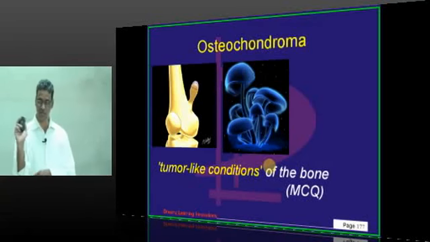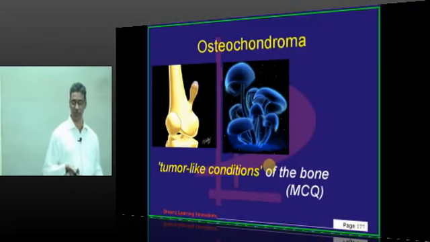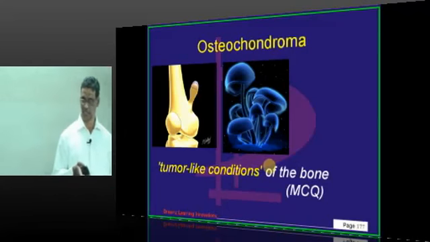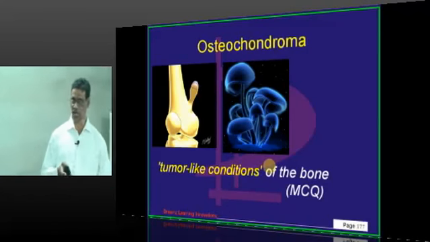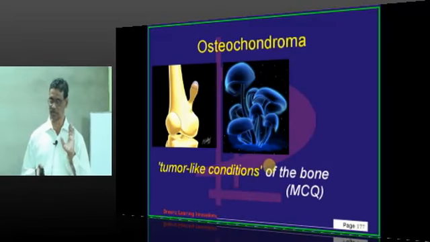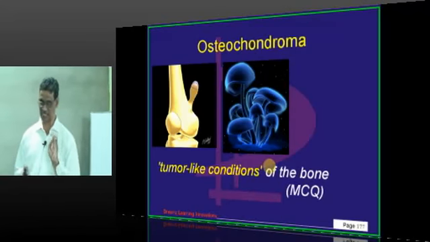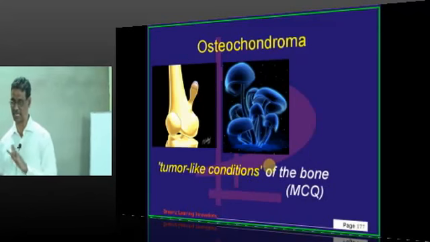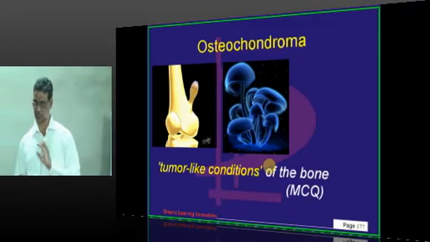Now comes the osteochondroma. Many MCQs were given on osteochondroma, otherwise called exostosis. Many people consider osteochondroma as a bony dysplasia, a growth abnormality or developmental defect, not as a tumor.